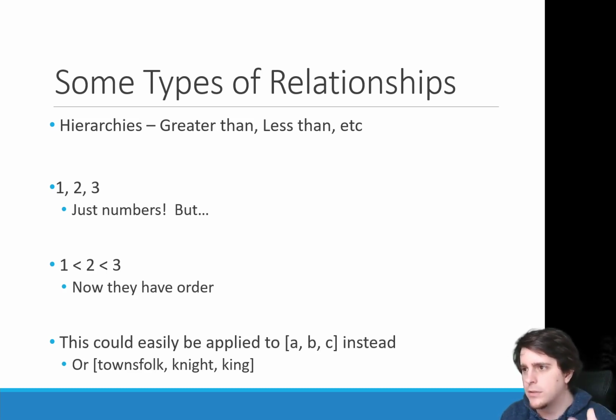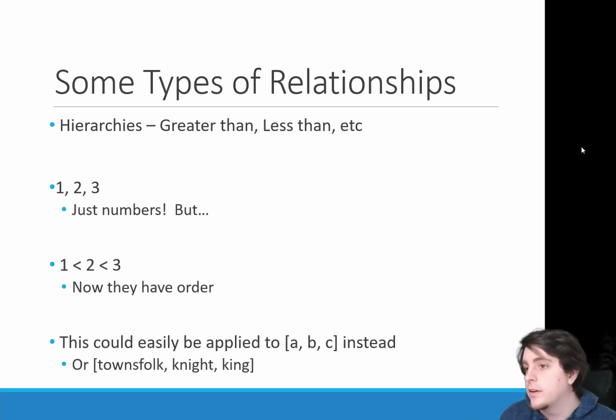Because we've been seeing numbers most, if not all, of our lives. But giving order to things can also be applied to a sequence of ABC or character types, so townsfolk, knight, king. And through that, we can define some kind of hierarchy, whether this is damage based or something else, who knows. But understanding the order of different things within a system, through the relationship of how they are ordered, can be useful.